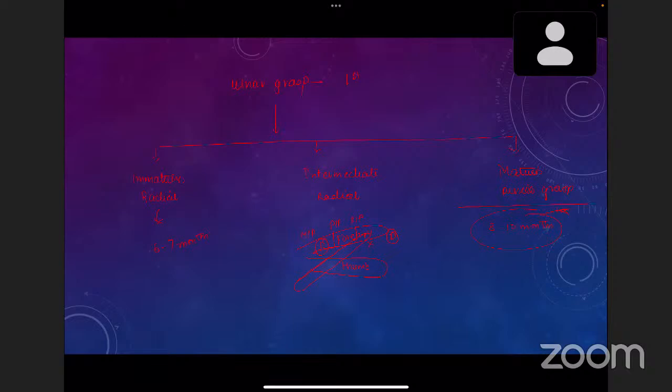Now this intermediate radial grasp, where the child holds the object at the proximal interphalangeal joint, looks like this. This is your object. The child holds the object like this. This is your forefinger, and this is your thumb. And the object is here, or any pencil. So it's kind of a scissor appearance. So this is known as scissor-like grip.